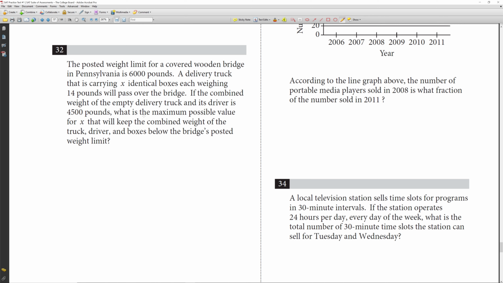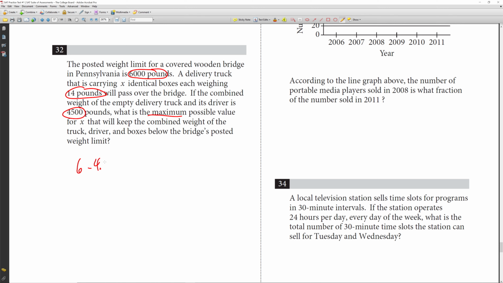Number 32. Seems like a passage. Just jumping ahead to see the question. What is the maximum possible value of X that will keep the combined weight of the truck driver and boxes below the bridge's posted limit? Okay. The posted weight limit for a covered wooden bridge in Pennsylvania is 6,000 pounds. So this is a maximum. A delivery truck is carrying X identical boxes, each weighing 14 pounds, and will pass over the bridge. If the combined weight of the empty truck and its driver is 4,500 pounds, what is the maximum possible value of X that will keep the combined weight below the bridge's posted limit?